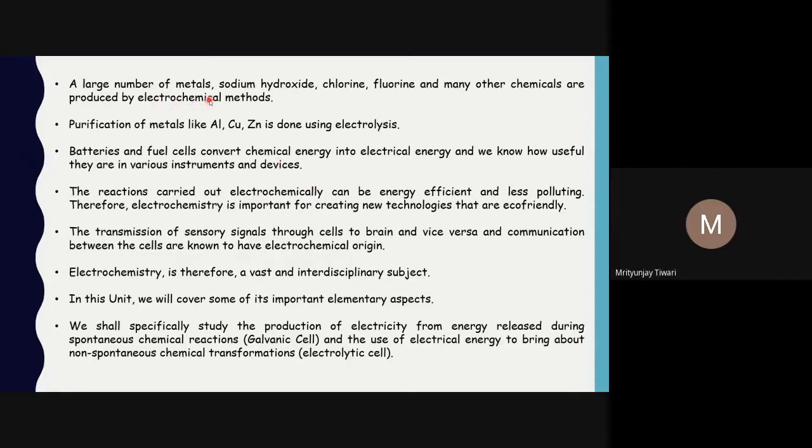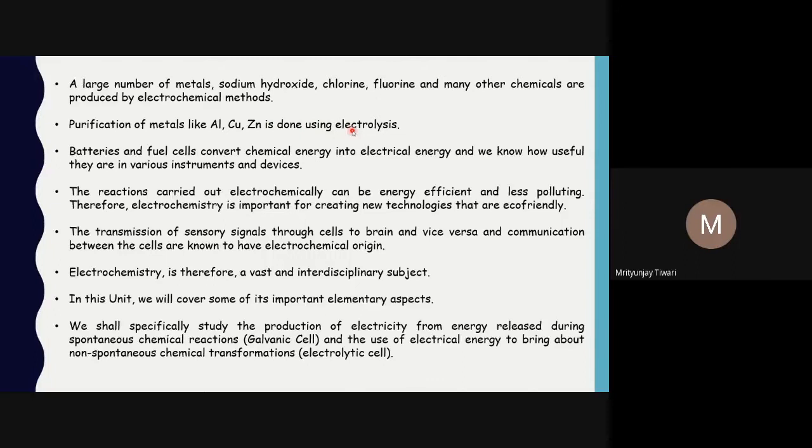A large number of metals, sodium hydroxide, chlorine, fluorine, and many other chemicals are produced by electrochemical methods. We will see that particularly when we study group chemistry separately. For example, how are metals extracted, like sodium metal? How will I get pure sodium metal? That is the kind of process we do, and also the purification of certain metals. This is how we get certain metals, alkali group metals, by the methods of electrochemistry.